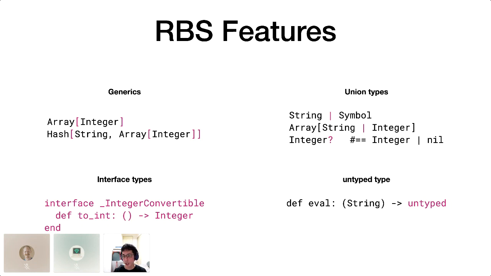The last one is the untyped type. This is a special type where the static type checker skips any type checking. This is typically useful for the return value of the eval method. It evaluates a string, and the return value depends on the contents of the string. So it's difficult to reason about the return value of an eval. So untyped is used here to make the type checker give up doing anything for that value. Oh, it is equivalent to the any type of TypeScript.